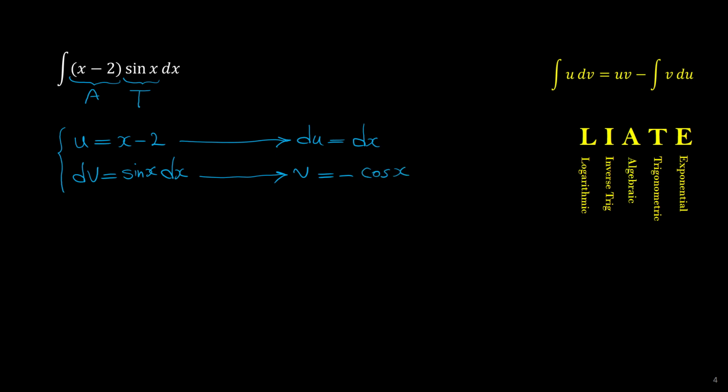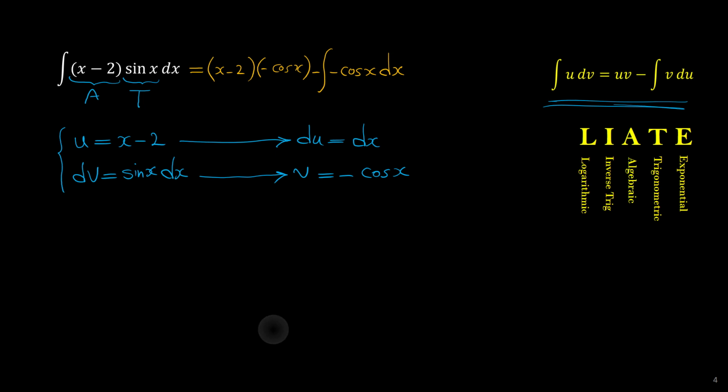Now everything is ready to use the integration by parts formula for finding this integral. So the integral is equal to u times v. u is x minus 2 and v is negative cosine of x. So x minus 2 times negative cosine of x minus the integral of v, which is negative cosine of x, times du, and du is dx.